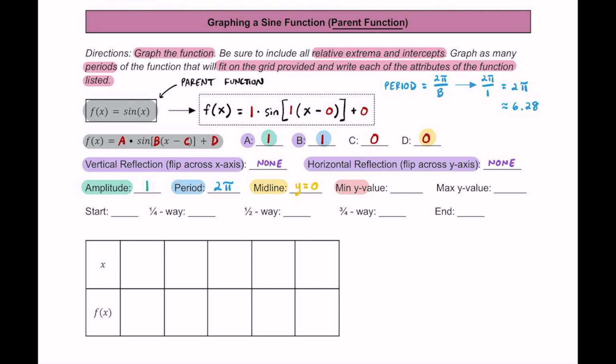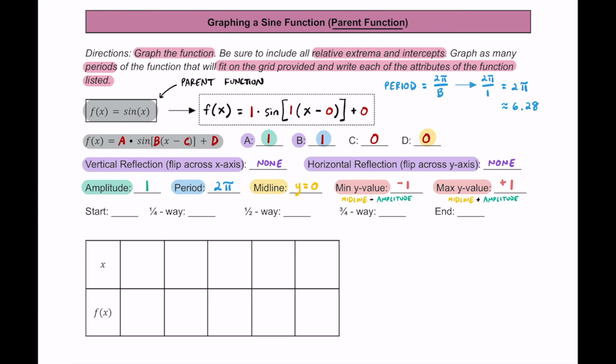Now, what about the minimum y value and the maximum y value? To find the minimum value, you're going to take the value of the midline, so y is equal to 0, and then you're going to subtract the amplitude. So we're going to have 0 and we're going to take away 1. So 0 minus 1, and that is going to equal negative 1. That would be the smallest y value. As for the max y value, you're going to take that midline again, y equals 0, and then you're going to go ahead and add the amplitude. So 0 plus 1 is going to be positive 1.